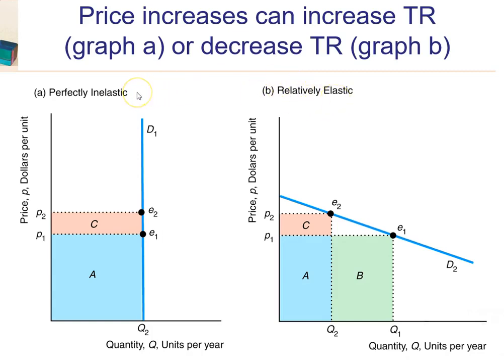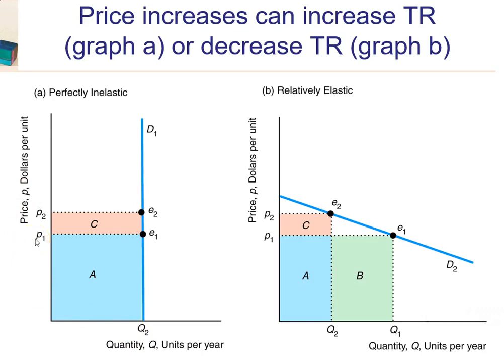So consider the extreme case where you have a perfectly inelastic consumer. This means the consumer does not respond at all to price changes. So their demand is a vertical line. This indicates that they want a given quantity of the item, regardless of what the price is. So consider the initial price P1.